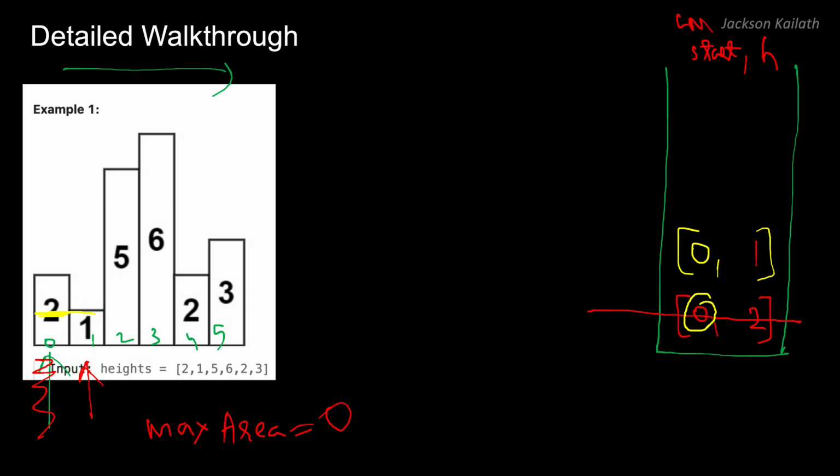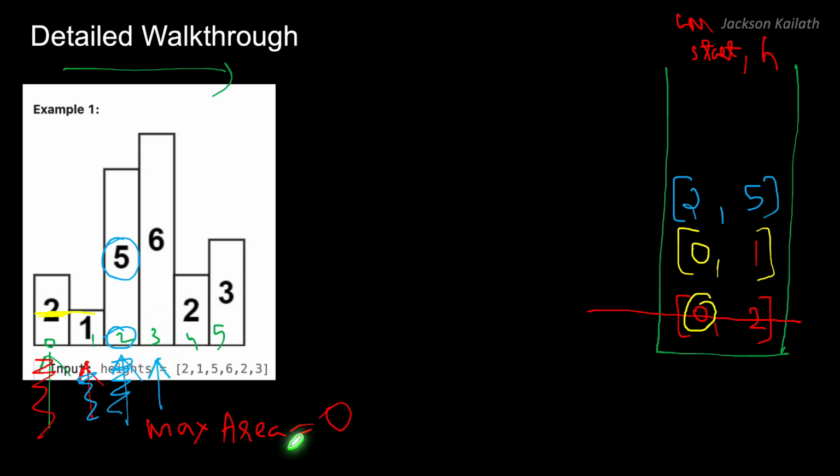We again proceed and the pointer comes over here. The height over here is 5 and 5 is greater than 1, which is the value I have in my stack. So I add 5 and the start value will be its index itself. So I add 2 over here. Again, we move forward and the pointer comes to index 3.